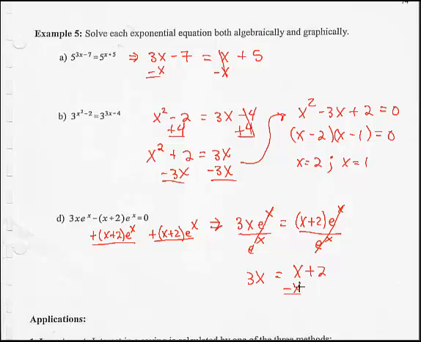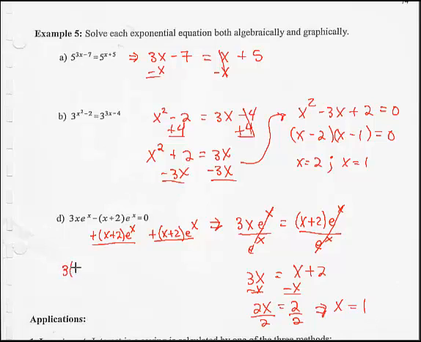Subtract x from both sides. Gives me 2x equals 2. And now if I divide by 2, I see that x equals 1. And so I can always double check this. Just plug the 1. It works just like any other equation. Plug your value for x back into the original equation.